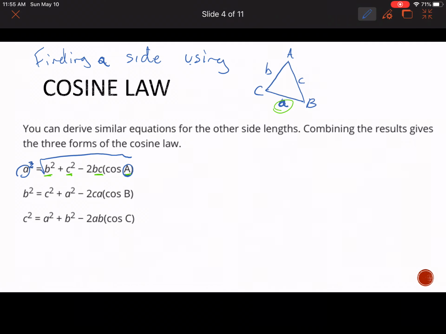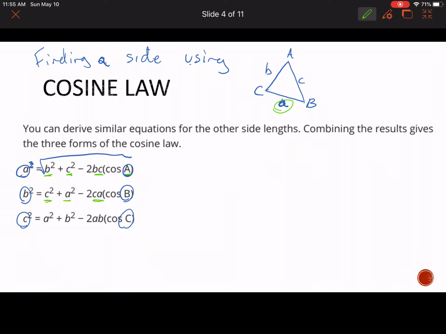So this is A and this is A. So that's a way to remember it for our test at the end: the one letter is going at both the beginning and the end, and the other 2 letters are squared, added together, then we subtract 2 times those same 2 letters. So it's a lot longer formula than the sine law. It's a little harder to use.